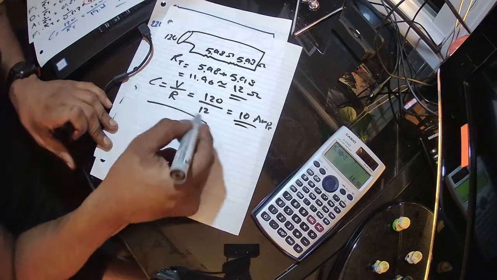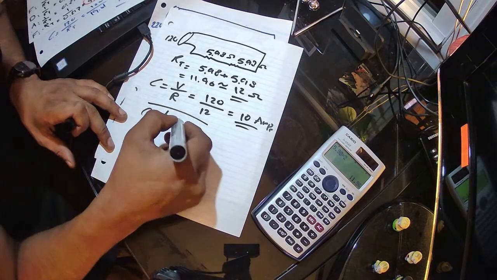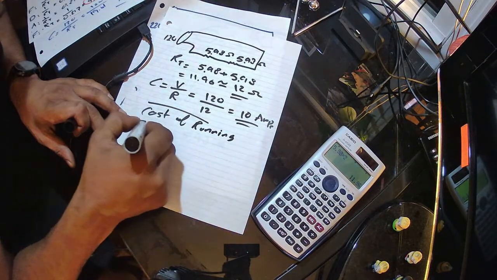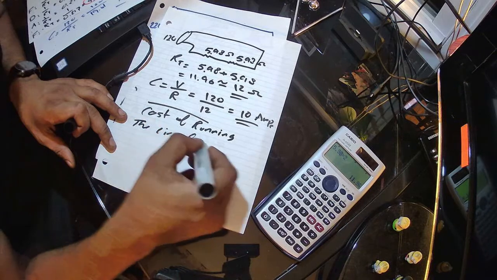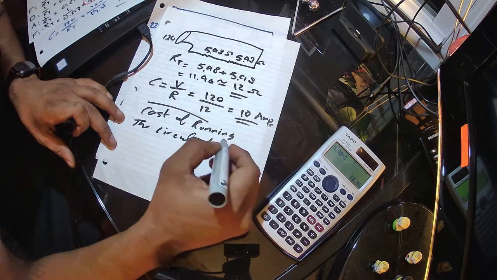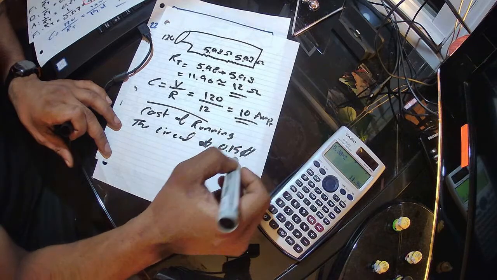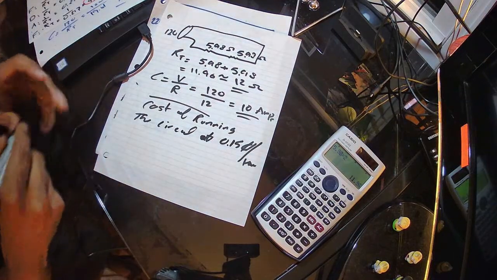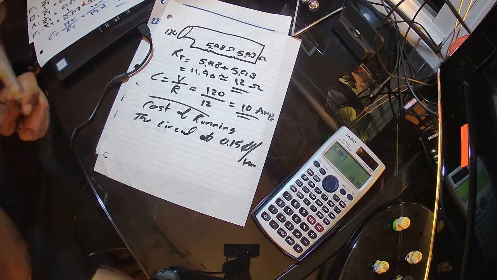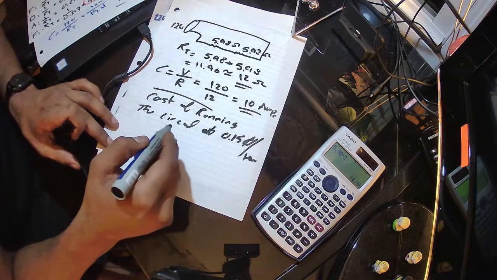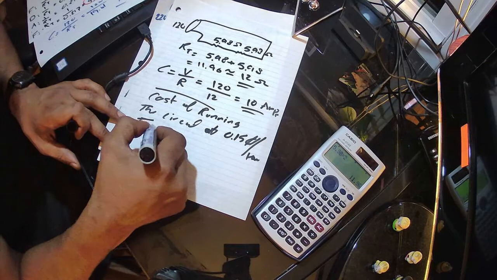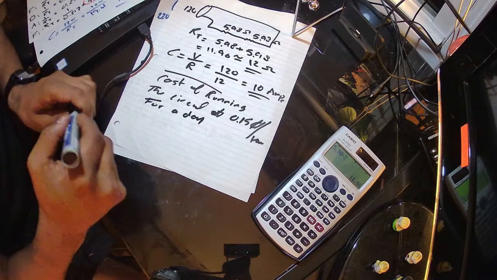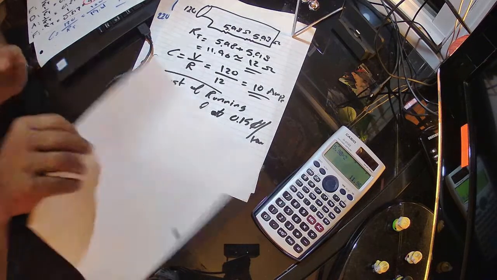So let's say I want to find the cost of running the circuit at 15 cents per hour per kilowatt. So 15 cents is usually what we pay, depending on your city. So let's say we're running this for a day. How would we do that? So this circuit, if we run it all day, we would love to know how much it costs us to run.